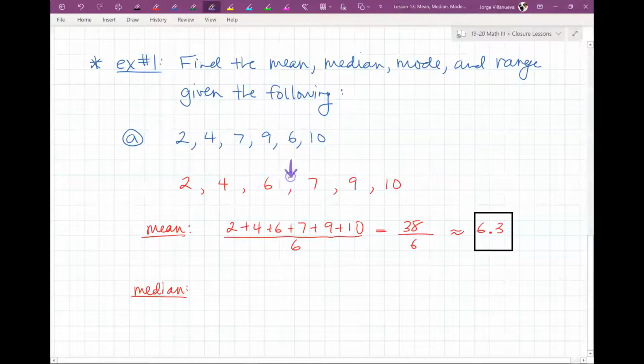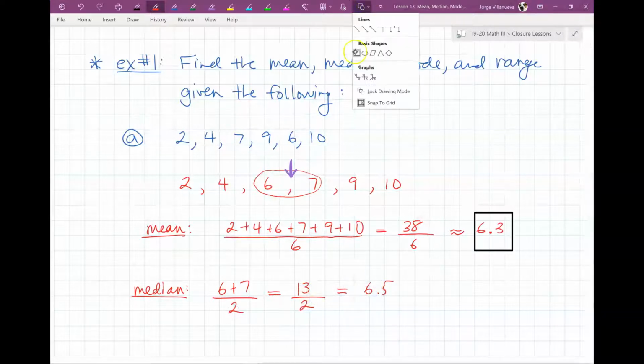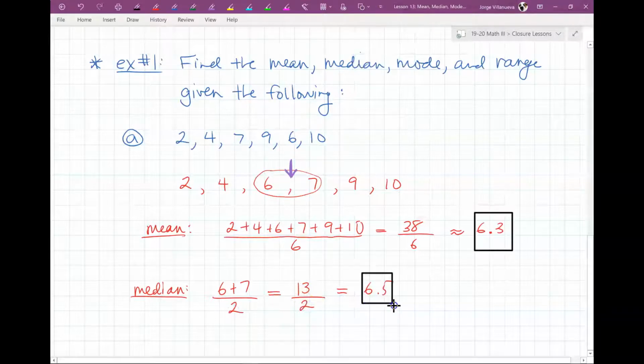That means the middle of this number set is right there, but there's no number there. So remember, in order to find the median when there is no number in the middle, what you need to do is add the 2 numbers closest to the middle. So 6 plus 7 and divide it by 2. That's 13 divided by 2. So that's 6.5. So there's my median.